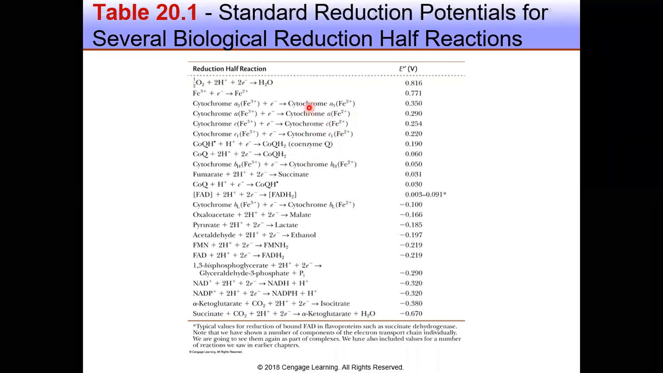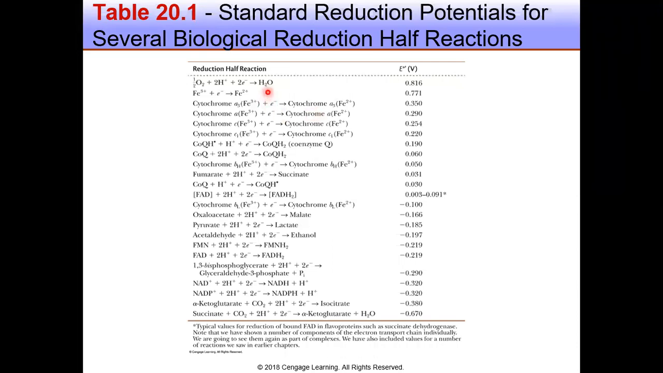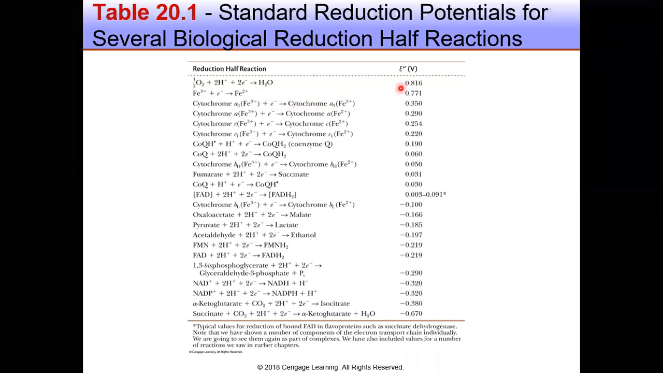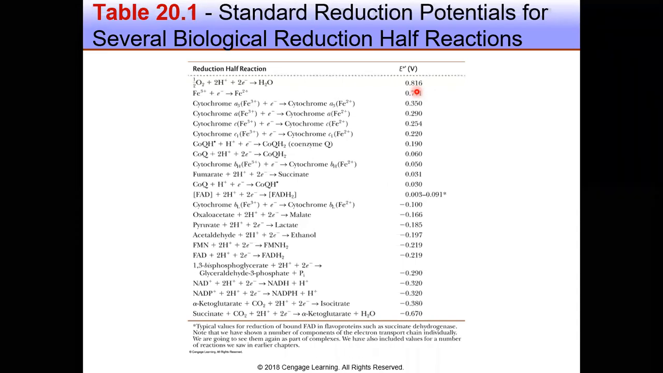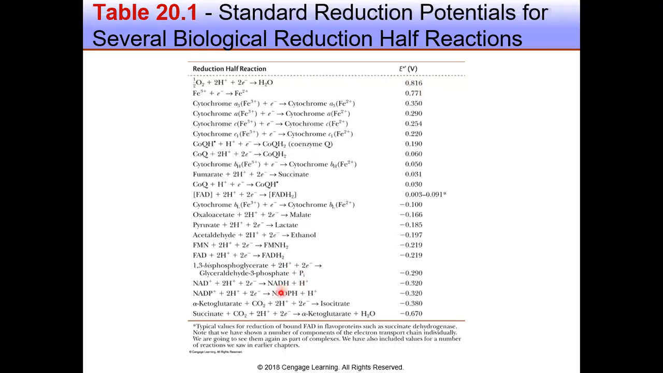Now, a reaction at the top, if you look here, tends to occur as if it is paired with a reaction that is lower down on the table. For example, we have already seen that the final step of the electron transport chain is the reduction of oxygen to water. This reaction is at the top of this table with a reduction potential of 0.816, a very positive number. Now, if this reaction were paired directly with this one, NAD and NADH, what would happen? Now, the standard reduction potential for NAD plus forming NADH is minus 0.320 volts.